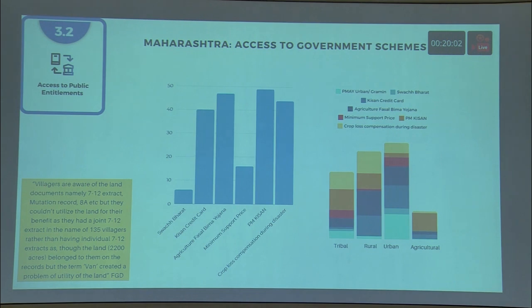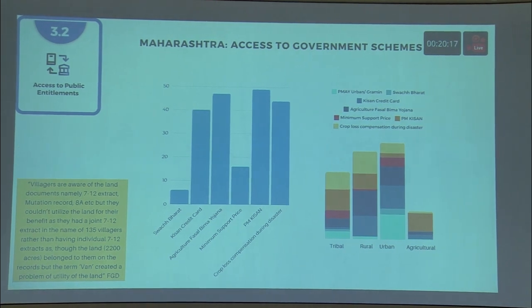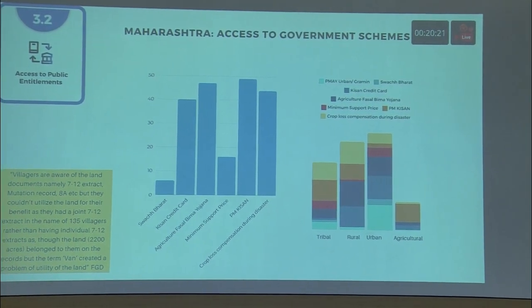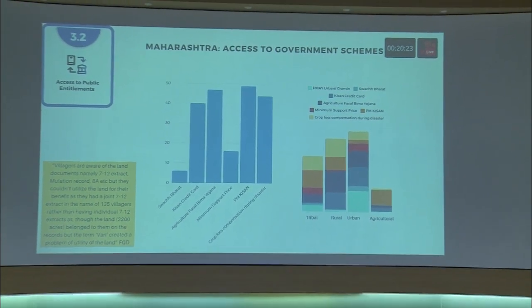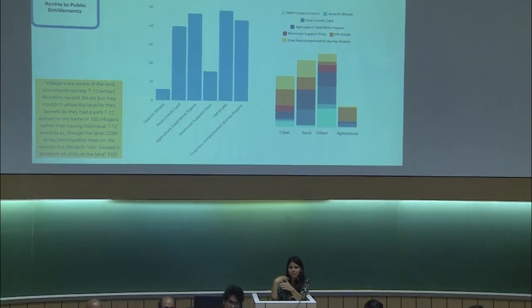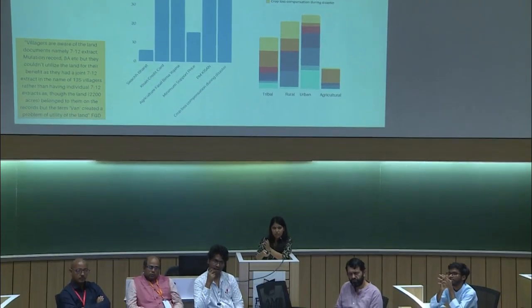Talking about Maharashtra, in the agricultural district this was quite contrasting. Why in the agricultural district are we not able to see more schemes available? The reason given, what we have found in the qualitative data, is the villagers are aware of the land documents. However, they could not utilize it because the land had a joint Satbara in the name of 135 villagers. Hence, they were not able to avail any of these schemes.